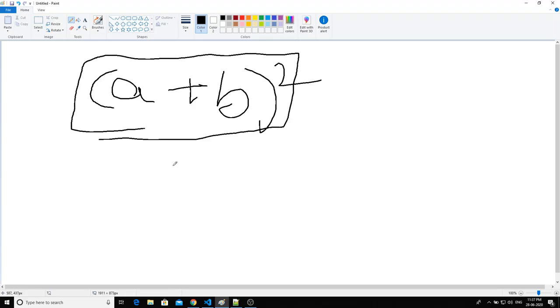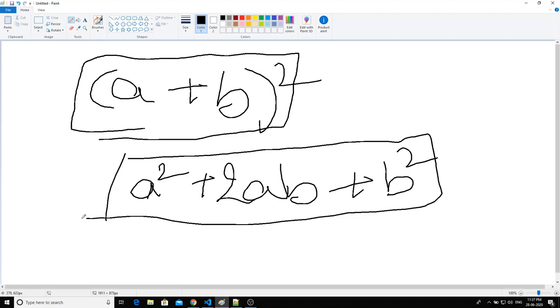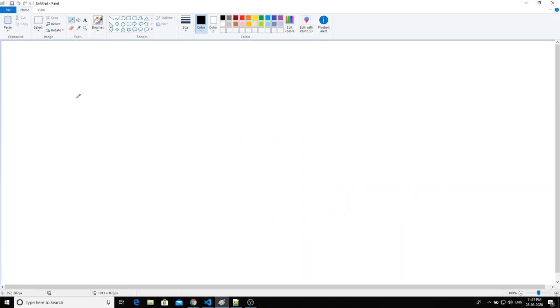Everybody knows that (a plus b) whole square is nothing but a square plus 2ab plus b square, right? So (a plus b) whole square is equal to a square plus 2ab plus b square. How can we explain this one? When you come from a mathematical background, how can you decode it?